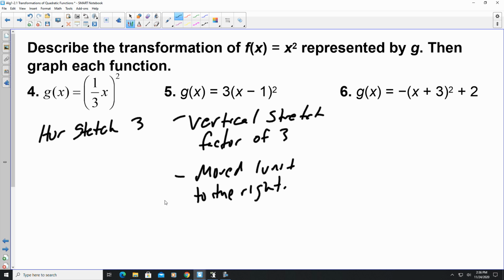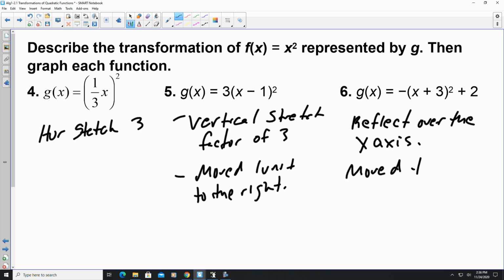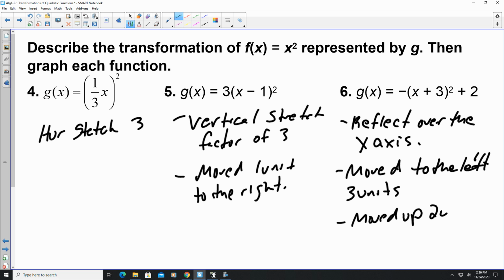For 6, because it's negative, it reflects over the x-axis. With H being -3, it moved to the left 3 units. And then finally with K being 2, it moved up 2 units.